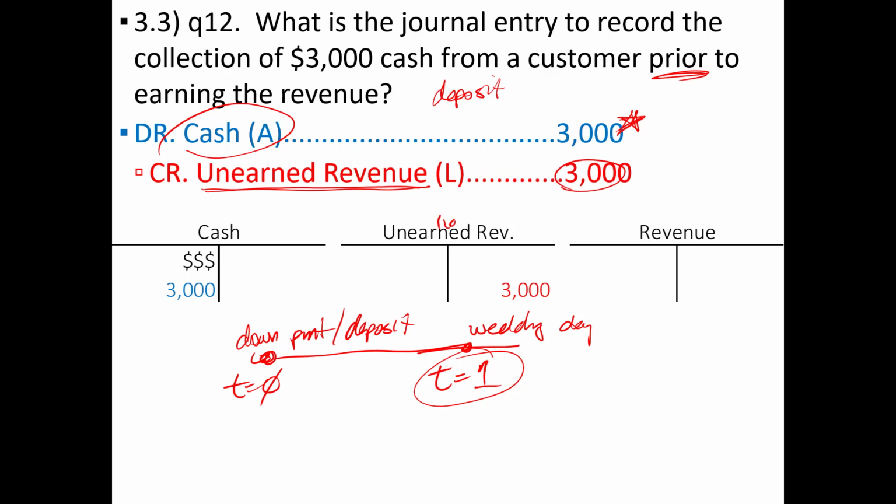So this is a liability. And realize what we're deferring is revenue. So we don't yet record that as revenue. We're going to push that off into the future. Okay.